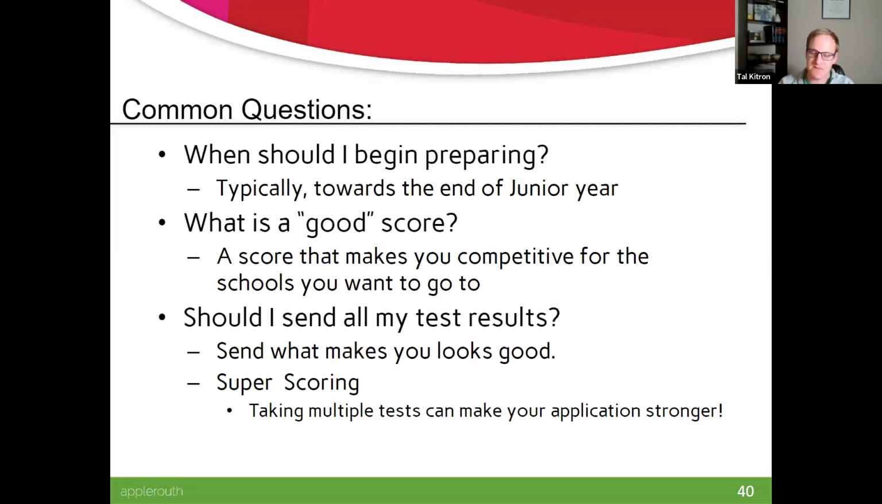So that's a case-by-case basis and you decide. Some schools are test optional, so you may not send it at all. Just think about what their policies are.